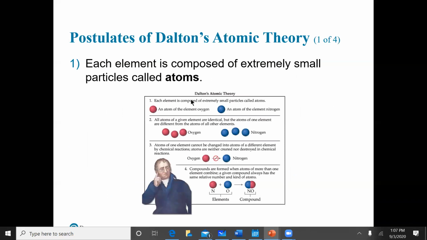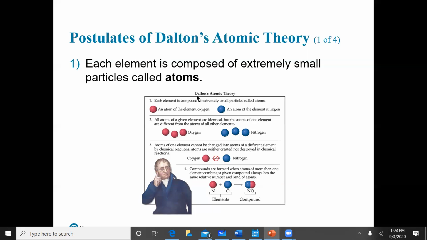So, postulates of Dalton's atomic theory. Each element is composed of extremely small particles called atoms. So any element, whether it's gold, aluminum, whatever, can be broken down into these tiny things called atoms. So here's an atom of oxygen, and here's an atom of nitrogen. The atom is the smallest identifiable material of that element.